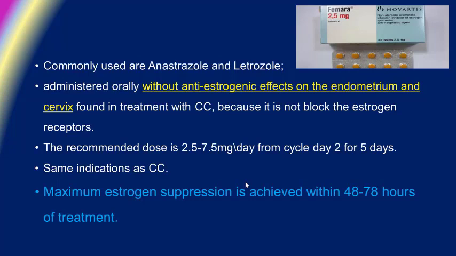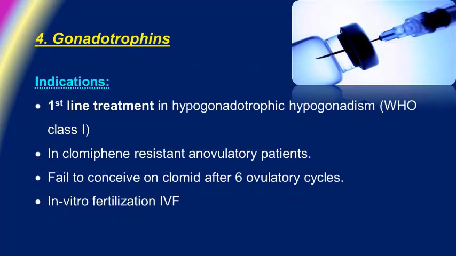Maximum estrogen suppression is achieved within 2 to 3 days of treatment with letrozole. Fourth drug is gonadotrophins, which are injectable drugs. Indication of gonadotrophin injection as ovulation induction. It is first-line treatment in hypogonadotrophic hypogonadism. Why? Because there is no gonadotrophin. WHO class 1, as we talked about in the previous lecture, they have no FSH and LH, zero level. So the treatment of choice is gonadotrophin injection.